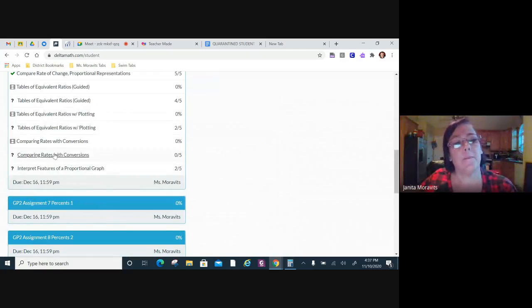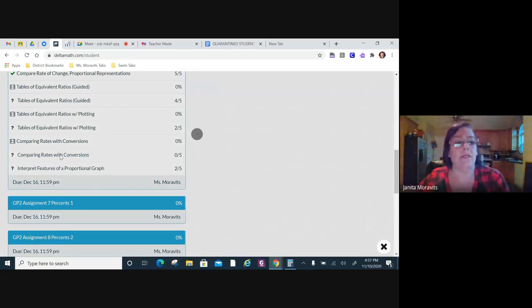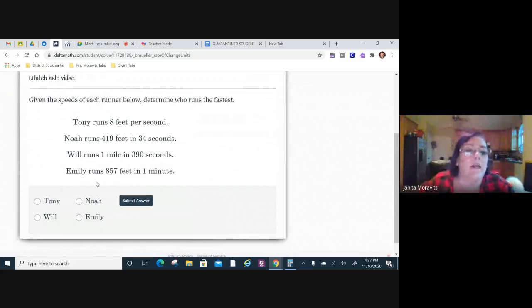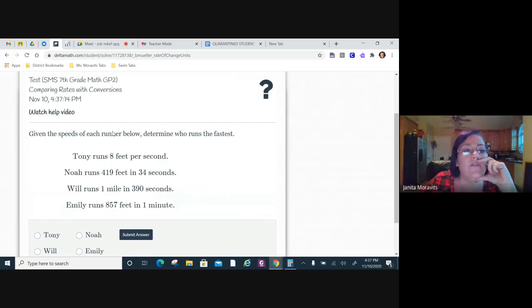Now, comparing rates with conversions. This one's going to be a little more complicated because they're going to give you numbers in different measurements. For example, Tony runs 8 feet per second. Noah runs 419 feet per minute. And Will runs 1 mile in 390 seconds. They give it in miles per seconds here. And then we have feet in minutes. So you're going to have to figure out each one of these independently, who runs the fastest.